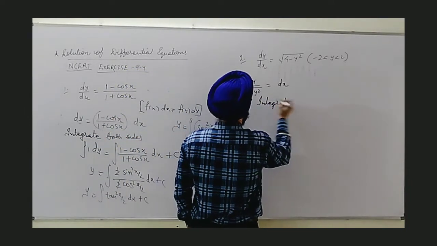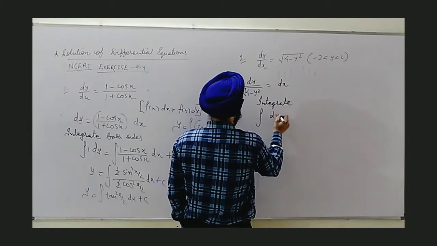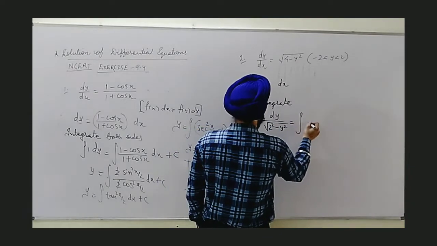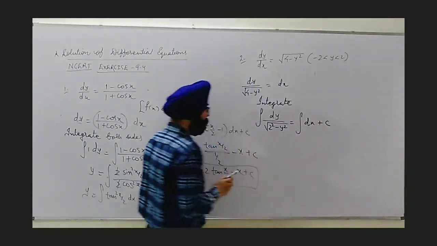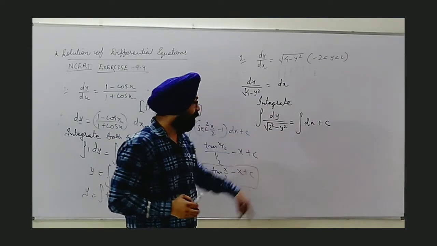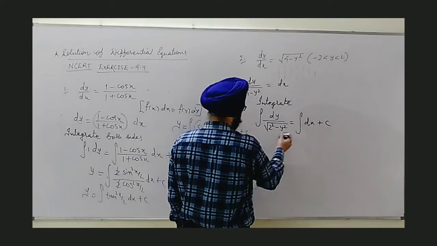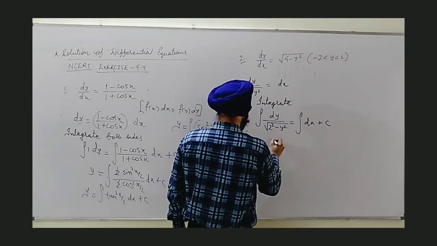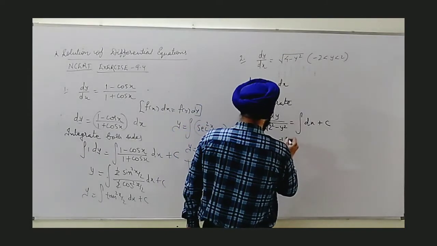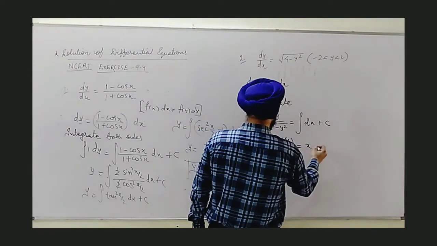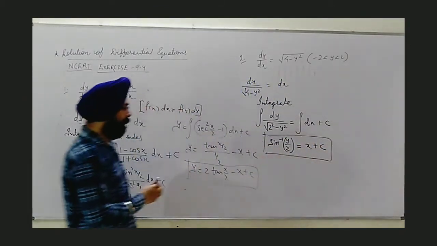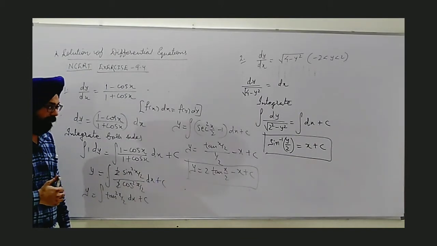Here when both sides are integrated, we get integral of dy under root, this can be written as 2 square minus y square, equal to integral of dx plus c. Now it is the standard form, 1 upon under root a square minus x square. So this is sine inverse x upon a, the formula. So we apply here sine inverse y upon 2 equal to, this becomes x plus c. So here this can be considered to be the final form, final answer.